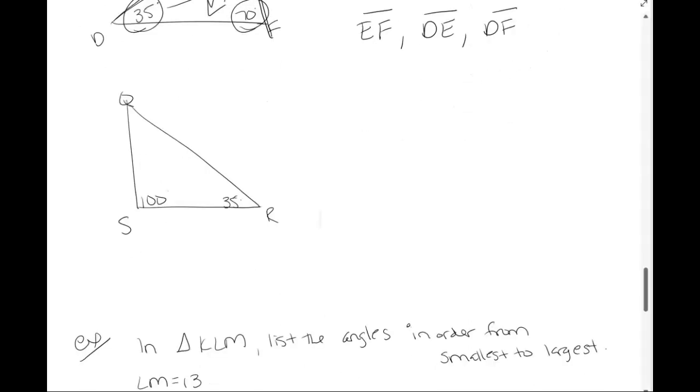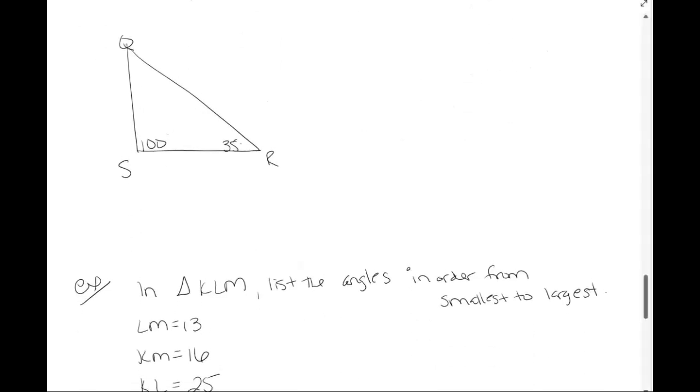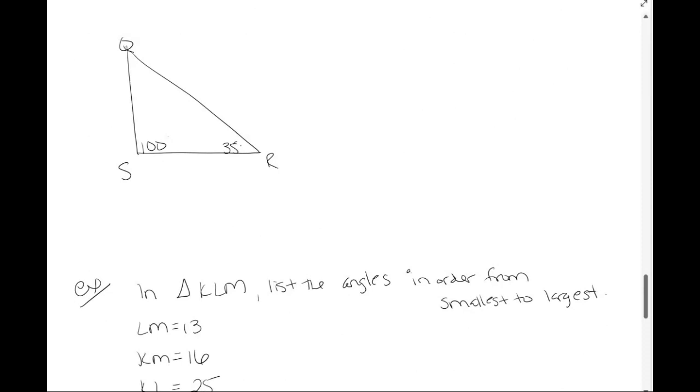All right, what if there's a chance they don't give you all of the angle measures in order to put the sides in order from shortest to longest? Don't fret, because we know that the angles inside of a triangle have to add to 180. And if we have 2, we can easily find the third. So 180 minus 100 minus 35 gives us the missing angle, which in this case is 45 degrees.